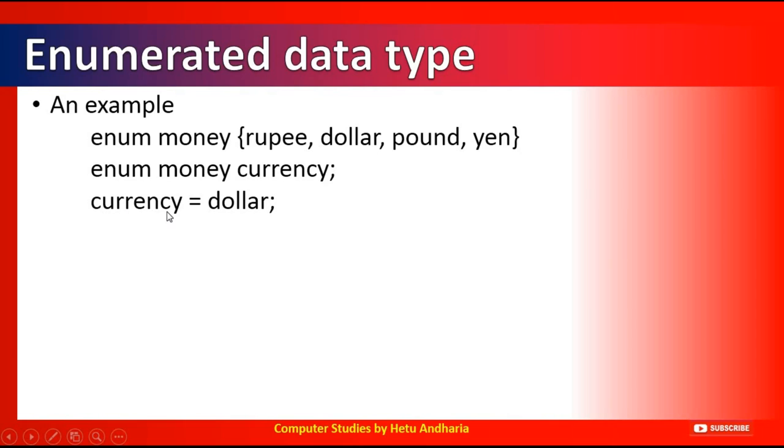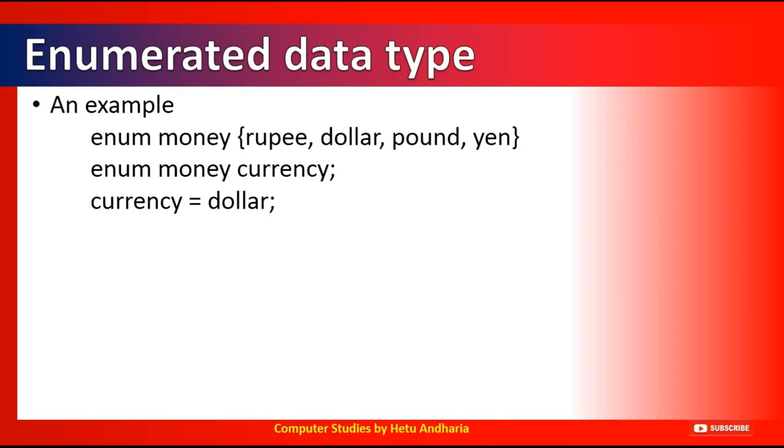And the last statement, currency is equal to dollar. The last statement assigns value dollar to currency and is equivalent to currency is equal to 1. I repeat this statement. Last I have written here, currency is equal to dollar. So the last statement assigns value dollar to currency and is equivalent to currency is equal to 1.